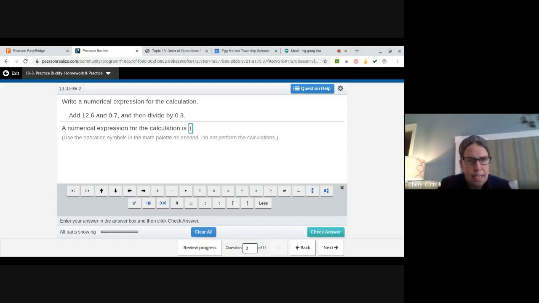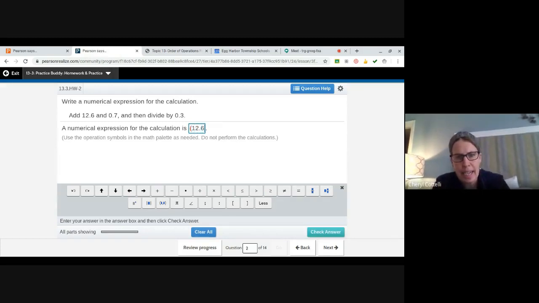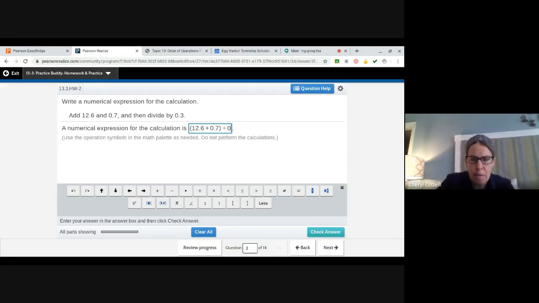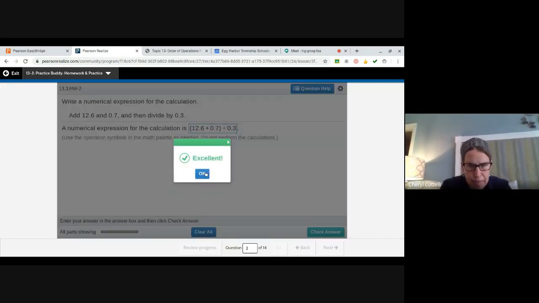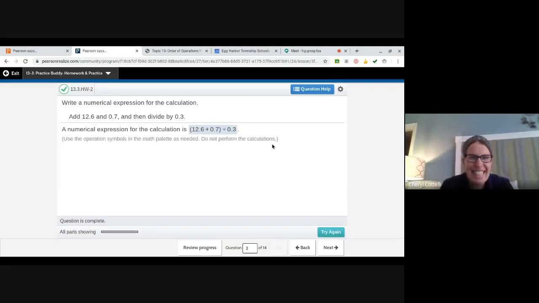So parentheses, we're going to add 12.6. We got to use the addition sign down here, plus, and then 7/10, end parentheses, and then divide. So we can look for the division sign down here. Divide 0.3. We're going to add this first, and then we would divide. And it says do not perform the calculation, so you don't even have to solve it. So let's see if we got it right. All right, good, we did. Whew, that would be embarrassing, wouldn't it? All right, next problem. We'll try one more.